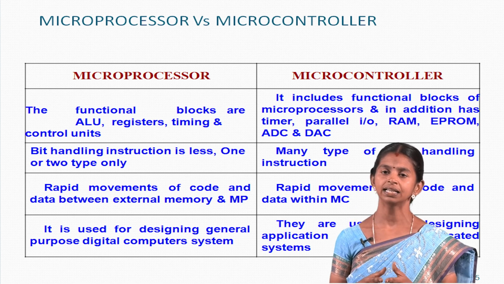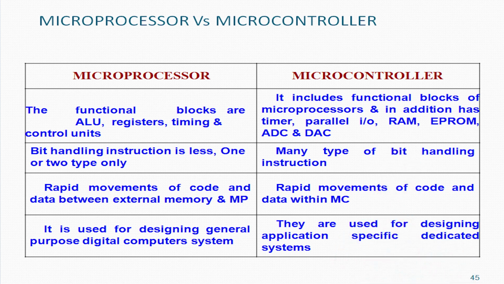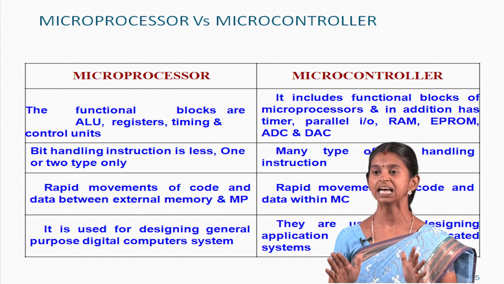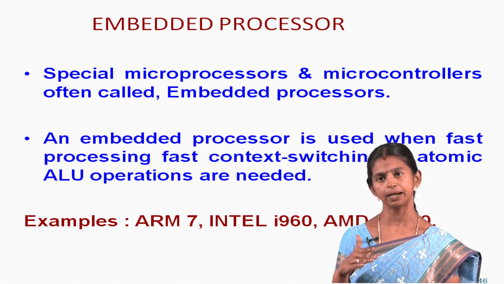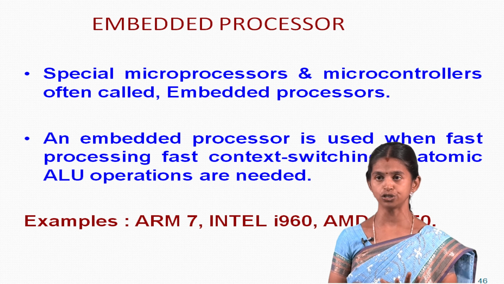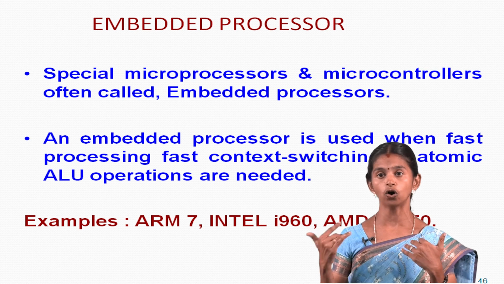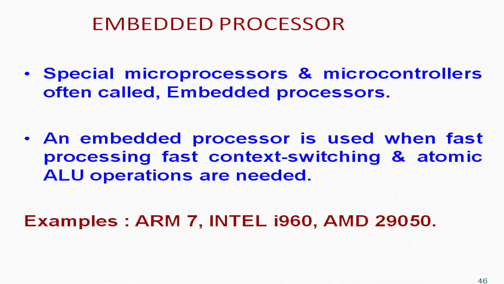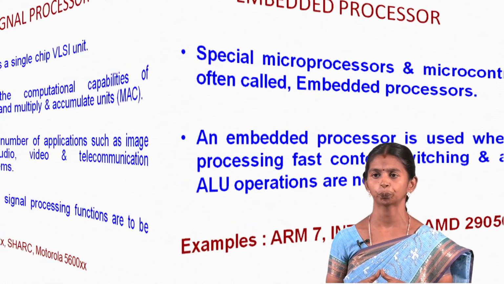The microprocessor is used for designing general purpose digital computer systems, whereas microcontrollers are used for designing application specific dedicated systems. Embedded processor: special microprocessors and microcontrollers are often referred to as embedded processors. An embedded processor is used when fast processing, fast context switching and automatic ALU operation are needed. The examples are ARM7, Intel i960, AMD 29060.